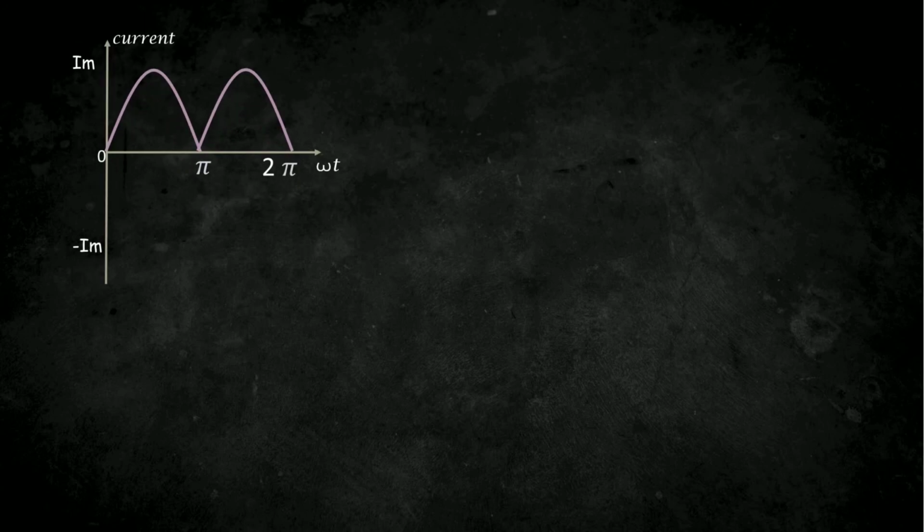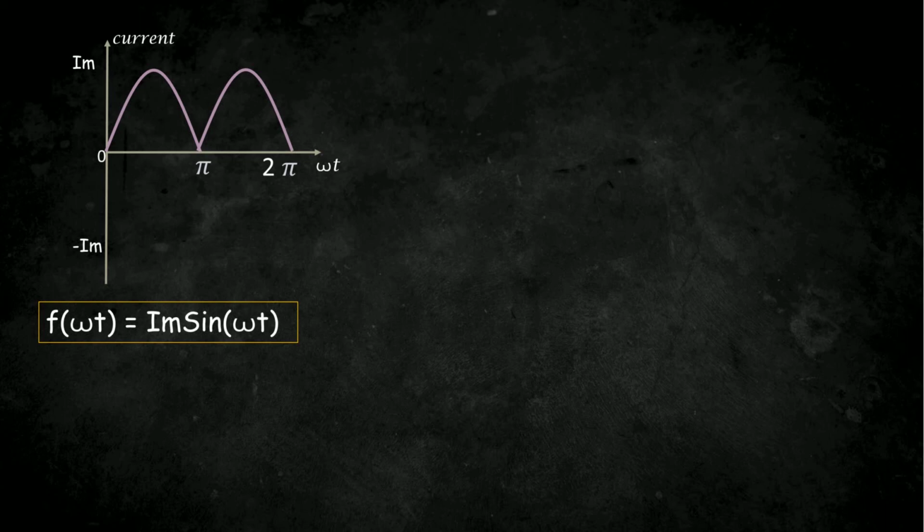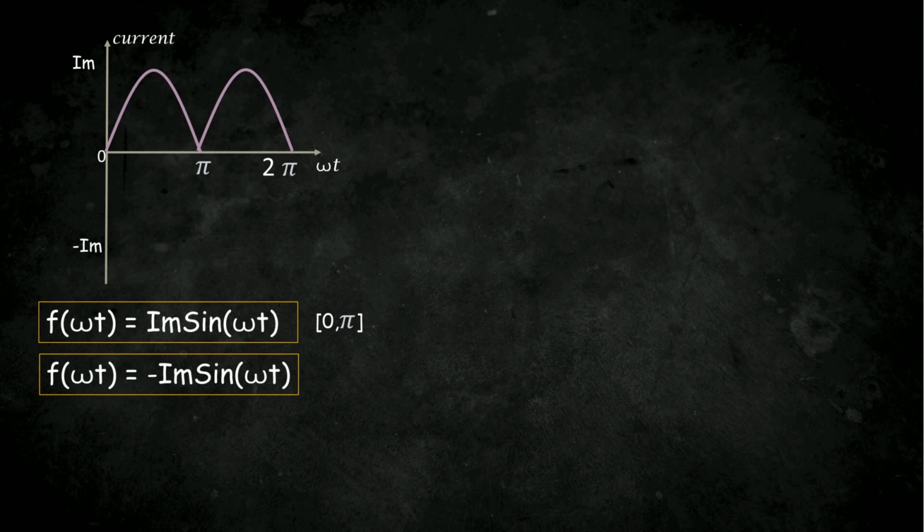Now let's see this example. When we compare sine wave with this given waveform, we can see that during the interval 0 to pi, our sine wave matches with the given waveform. But from pi to 2 pi, it becomes the negative of the sine wave. Therefore, f of omega t is equal to Im sin omega t for the interval 0 to pi and f of omega t is equal to minus Im sin omega t for the interval pi to 2 pi.